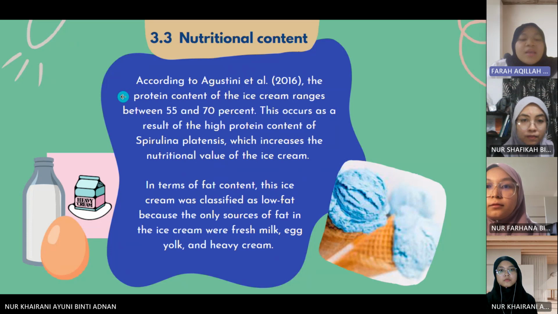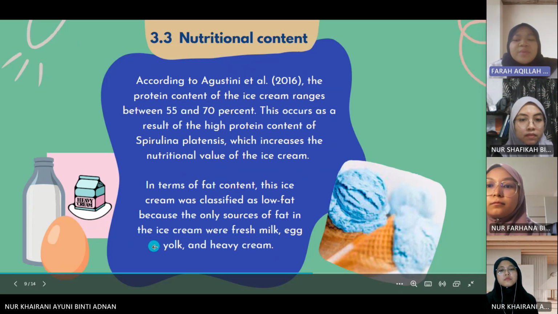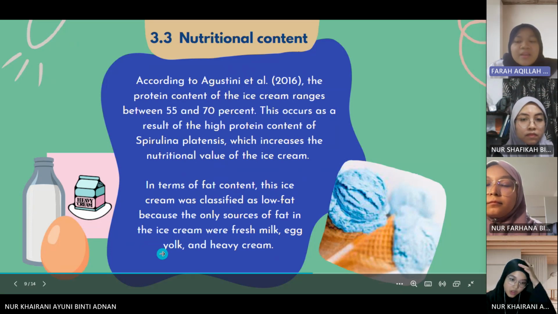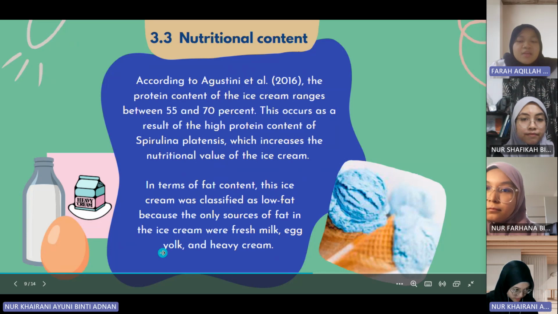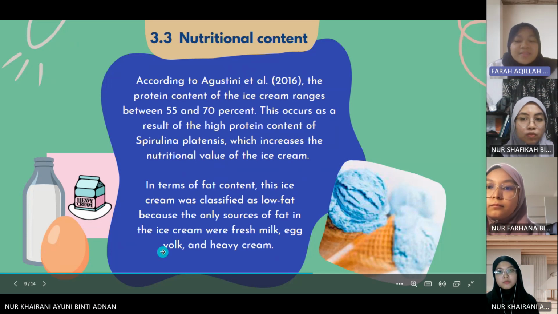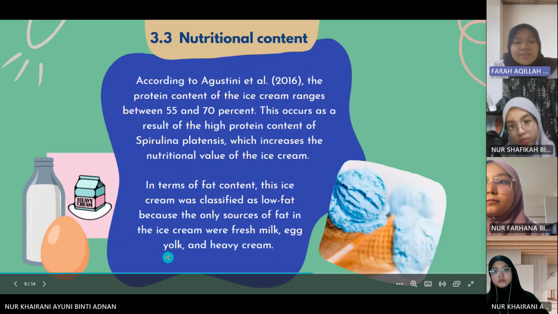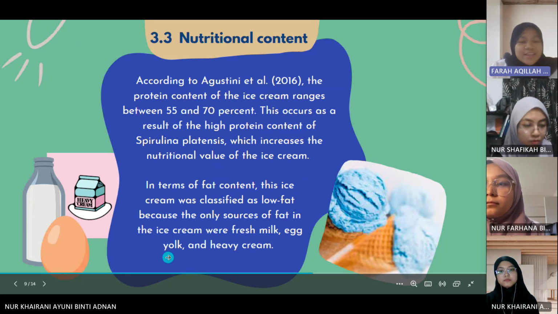ice cream. In terms of fat content, this ice cream was classified as low fat because the only sources of fat in this ice cream were fresh milk, egg yolk, and heavy cream. In contrast, commercial ice cream is made with whole milk, rich cream, and high sugar content. So by inclusion of Spirulina platensis, it helps to reduce the product's total sugar, hence a healthy alternative for an ice cream. So now I'll be passing to Karani.